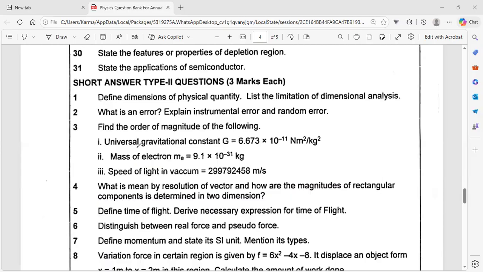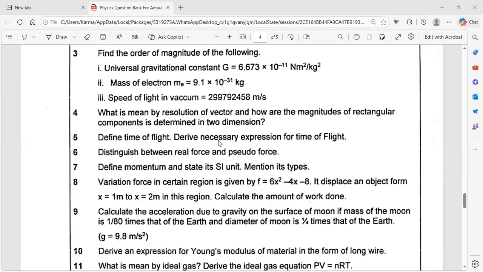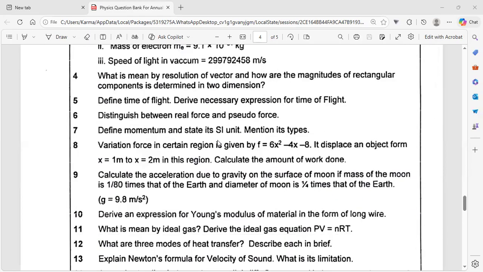Distinguish between real force and pseudo force. Define momentum, state its unit, and mention its types. What types of momentum? Momentum is mass into velocity.